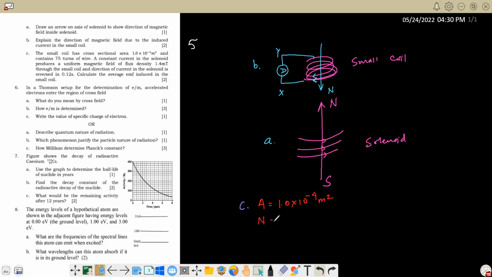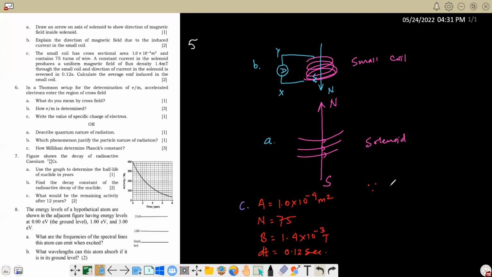Number of turns is n equals 75 turns. The coil is in a uniform magnetic field of 1.4 × 10^-3 Tesla, which is milli Tesla, and the direction of the current is reversed in 0.12 second. Let's say the time change is 0.12 second. We have to calculate the average induced EMF in the coil.